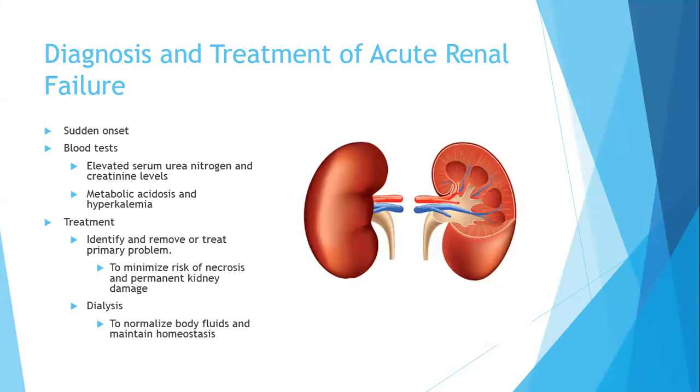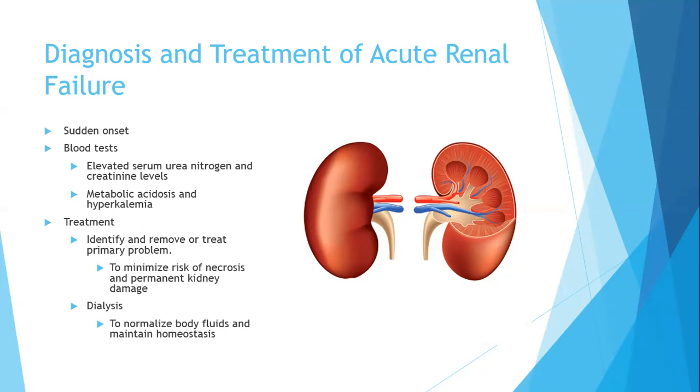Usually with acute renal failure, there is sudden onset. It is diagnosed by blood tests. You see elevated serum urea nitrogen and creatinine levels. Usually you'll see serum urea nitrogen as blood urea nitrogen, and it's BUN on the blood test. You'll see elevated BUN and creatinine. Metabolic acidosis and hyperkalemia also show up because of the function of the kidneys and keeping those normal.